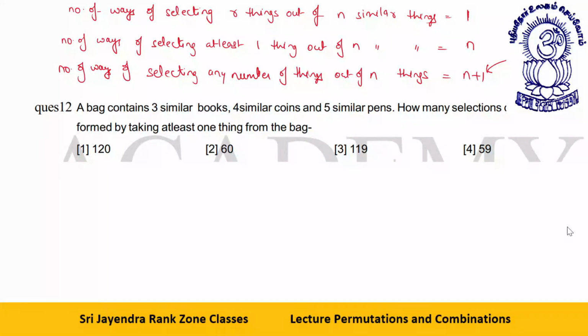Here we have a very good question. A bag contains three similar books, four similar coins, and five similar pens. How many selections of objects can be found by taking at least one thing from the bag?